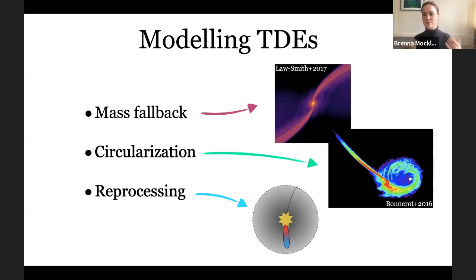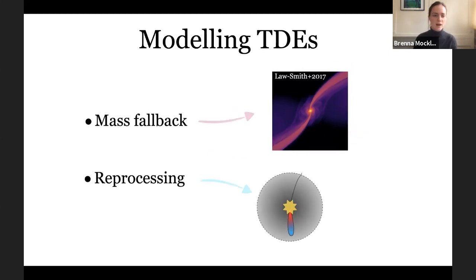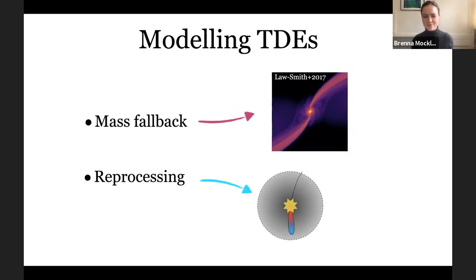And the final part is the reprocessing layer. This is just modeling how the source luminosity is reprocessed so that we can compare it with observed light curves. We do that really simply right now, but we'd like to improve it. So for now we're focusing on the mass fallback rate and the reprocessing. If we have time, we'll go back to circularization.